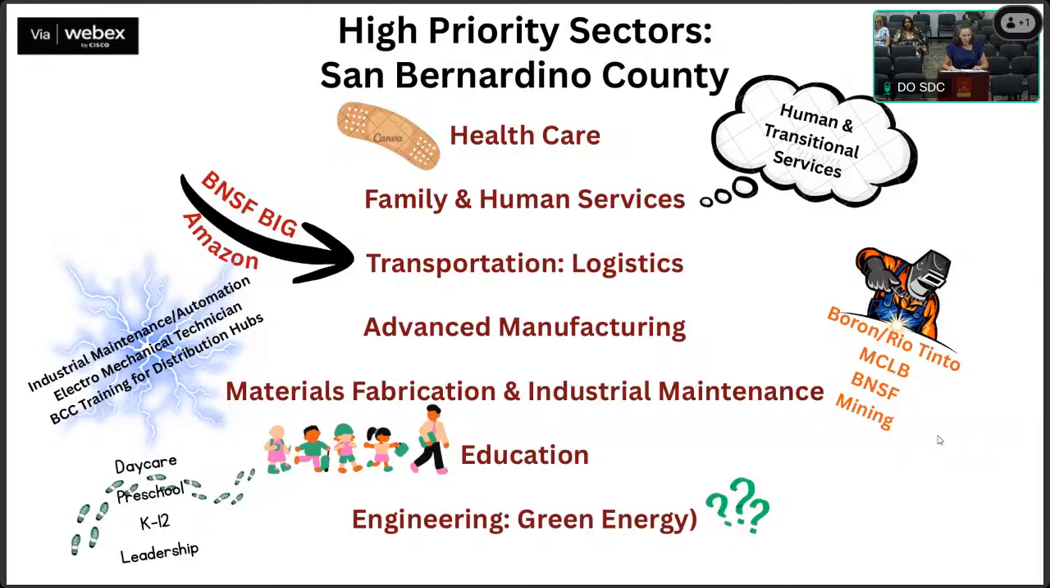Advanced manufacturing, materials fabrication, industrial maintenance. Big efforts here going on with Barstow College. So Barstow College is developing a workforce initiative program to operate with leaders from Boron, Rio Tinto, the Marine Corps Logistics Base, BNSF again, and mining divisions around the area to make sure that they are producing certification programs for the people that need that. So we're smart to keep that in mind and see if we can align with any of their programs as well.